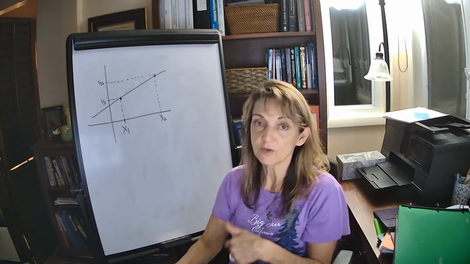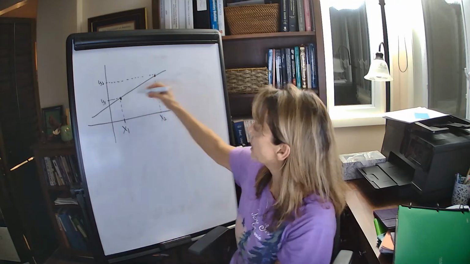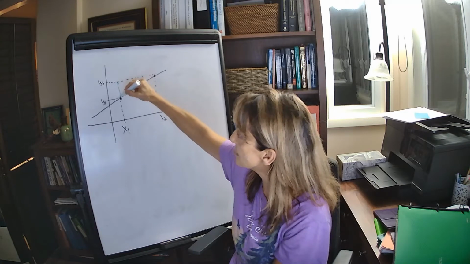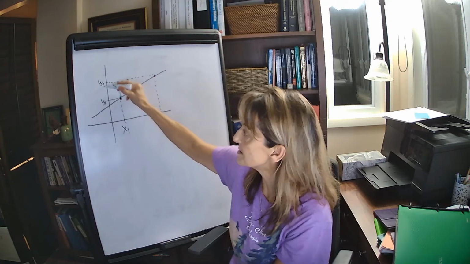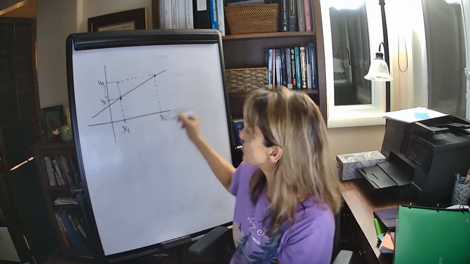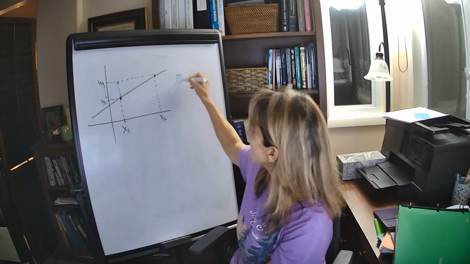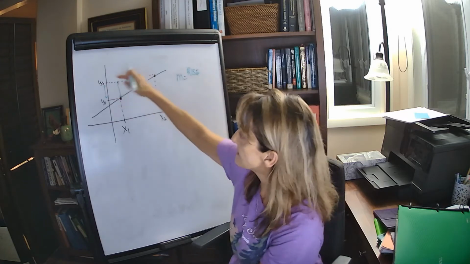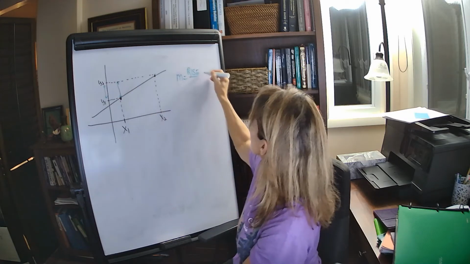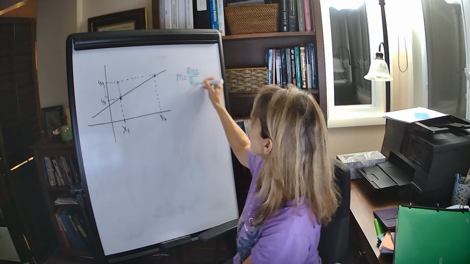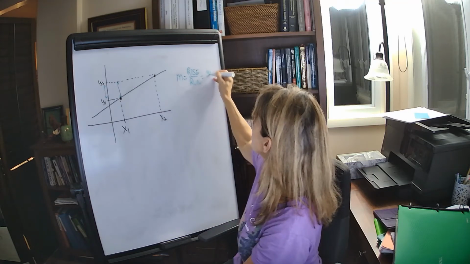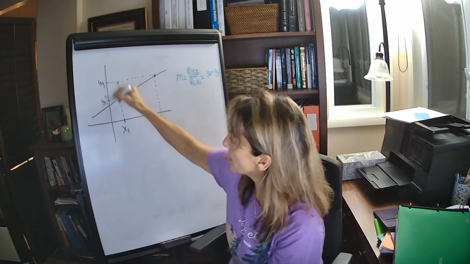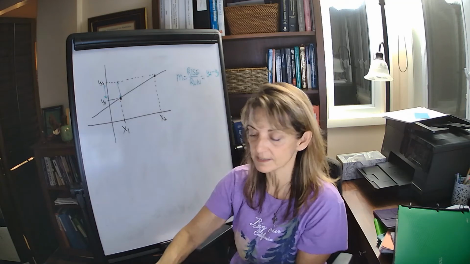So now when we talk about going from x1, y1 to x2, y2, and we want to talk about the rise, we're talking about this distance right here. That distance is the difference between these two numbers. We're going to talk about the rise over the run, and the distance is y2 minus y1.